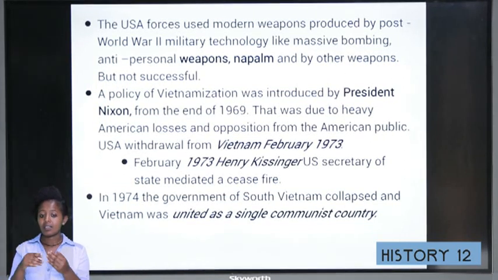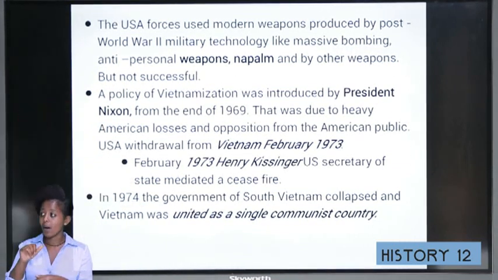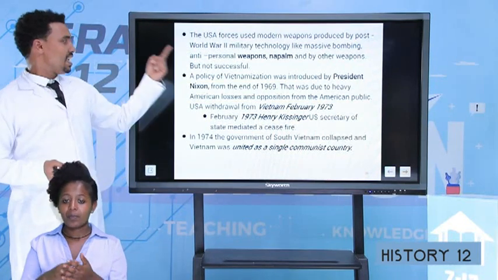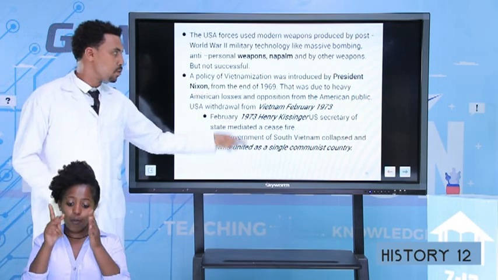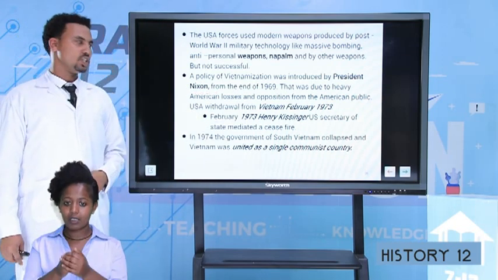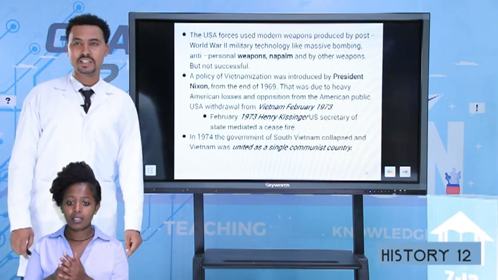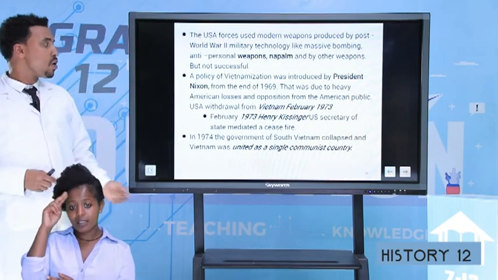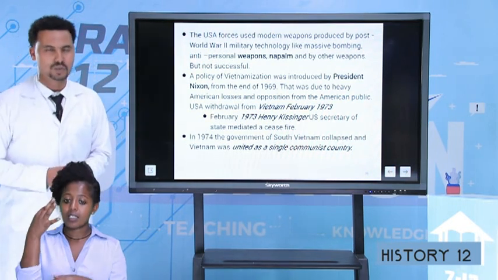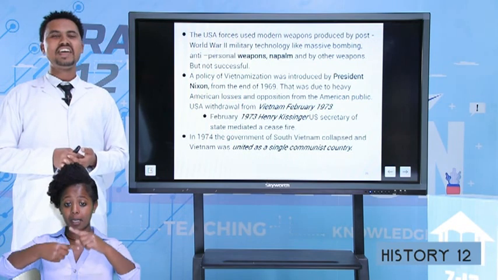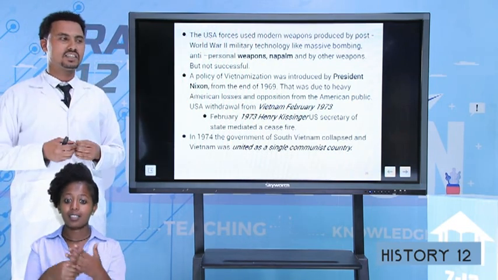Then came a policy of Vietnamization, introduced by President Nixon. He was later overthrown from power by the Watergate scandal. In 1969, he declared the Vietnamization policy, due to heavy American losses and rising opposition in America. Then the USA withdrew from Vietnam in February 1973. In February 1973, Henry Kissinger, the U.S. Secretary of State, mediated a ceasefire. Then, in 1974, Vietnam became an independent state. North and South Vietnam became united in 1974.